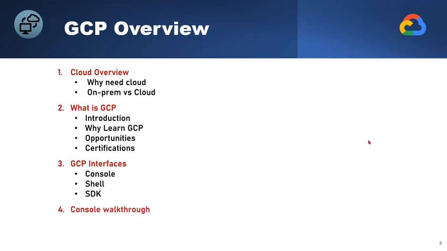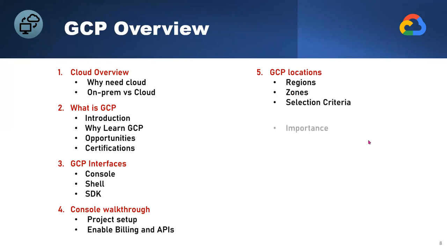And after that, I'm going to show you what the console walkthrough looks like, how to set up a project, how to enable billing and APIs. So all of these things we have to learn one by one. Similarly, in GCP, we have locations. Google's infrastructure is divided into multiple locations. So we have to understand GCP locations, what regions are, what zones are, the importance and selection criteria. We have to understand how GCP locations are divided into regions and zones, how to select a proper region and proper zone, and the importance of each and every aspect.